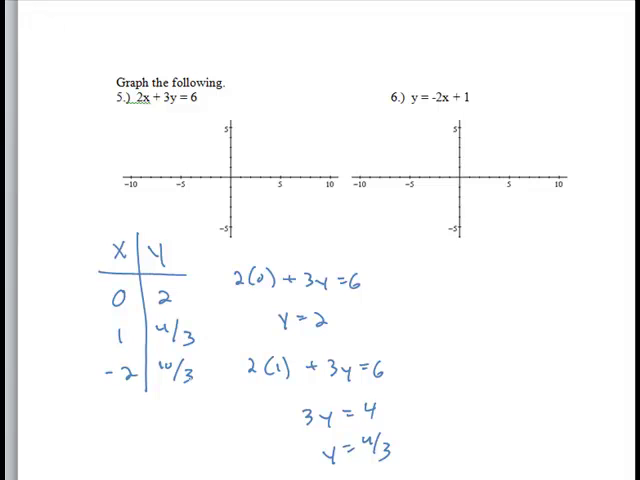So now if we plot these points, all these points obviously should form a line. The point (0, 2), (1, 4/3), and the point (-2, 10/3), about 3 1/3. So we can see they do form a line, so just sketch the line passing through those points.